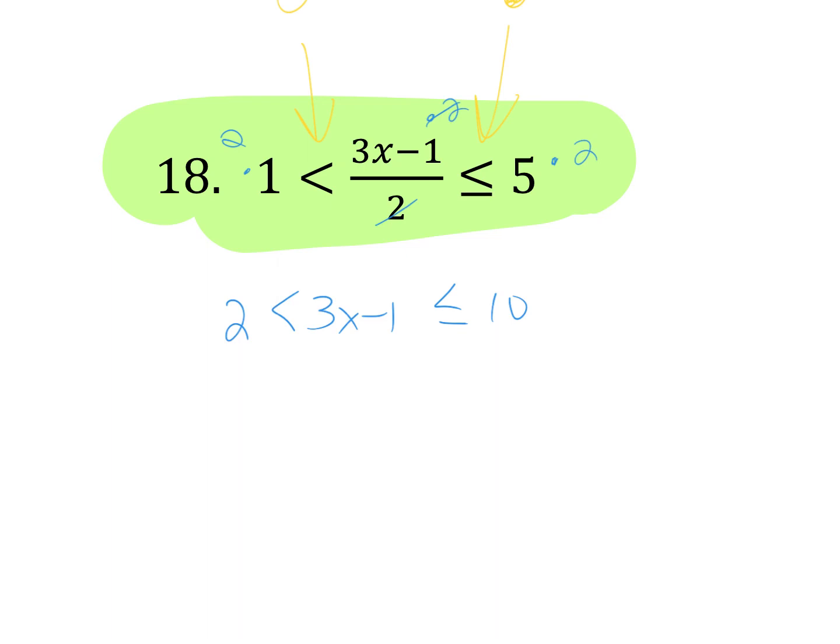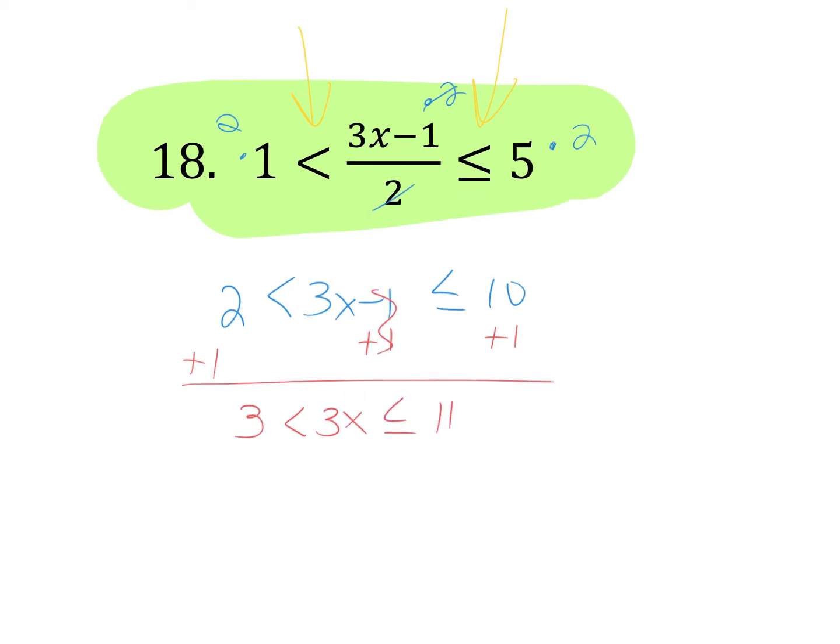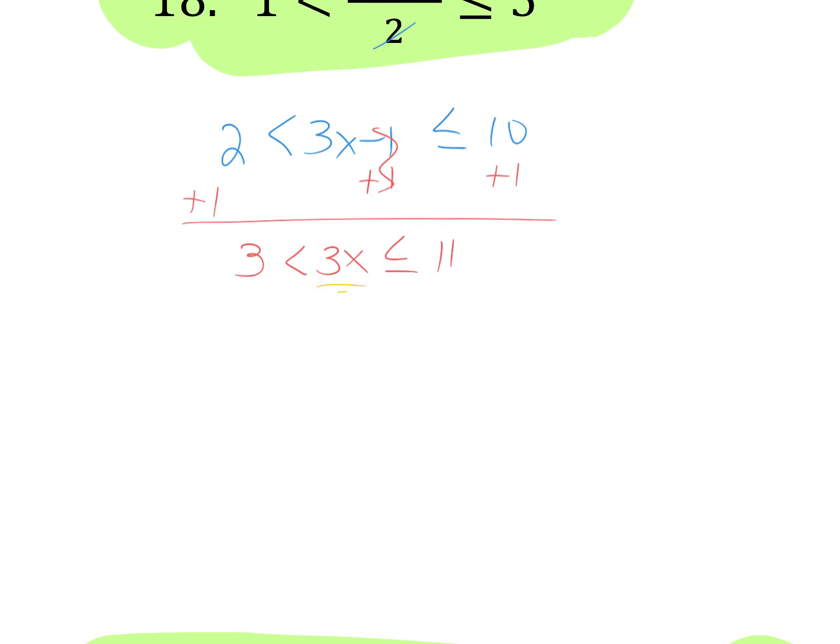So now I want to get rid of that 1. So I'm going to add 1 here. That means I have to do it over here, and I got to do it over here. So 2 plus 1 is 3. Less than 3x. This cancels. Less than or equal to 11. Last step would be to do what? Divide everything by 3. So I have 1 is less than x, less than or equal to 11 over 3. There's your inequality. So now I'm going to graph this.